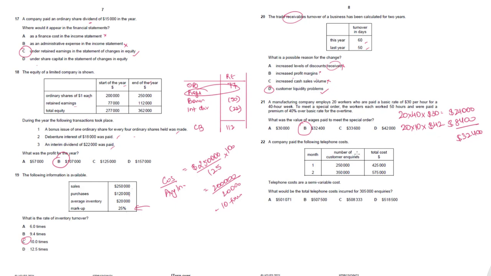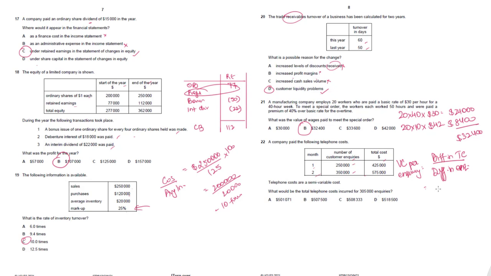A company paid the following telephone cost: number of customer inquiries, total cost for month 1 and month 2. Telephone costs are a semi-variable cost. What would be the total telephone cost for 305,000 inquiries? When such a situation is given, basically semi-variable costs are given at 2 levels of output. You can calculate the variable cost per unit, in this case per inquiry, as the difference in total cost upon difference in output.